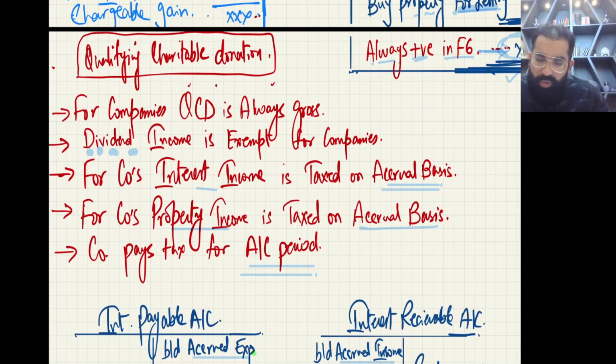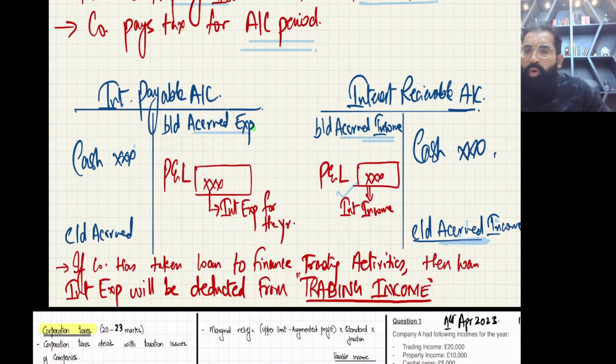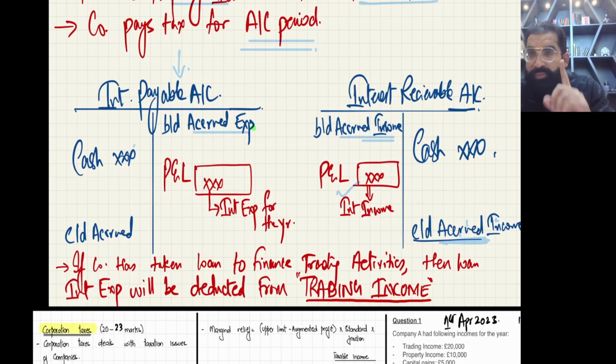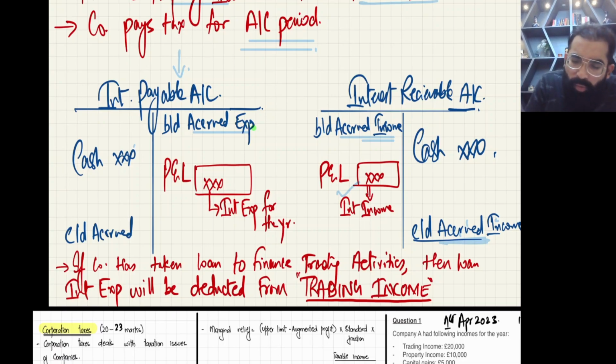Now let me show you these famous accounts. I'm sure you all have done financial accounting, basic F3 level accounting. First, this is the interest payable account. If you have taken a loan, make this account. Opening accrued expenses, your opening liability, will come here. Closing accrued expenses, your closing liability, will come here. Actual cash interest paid during the year will come here.